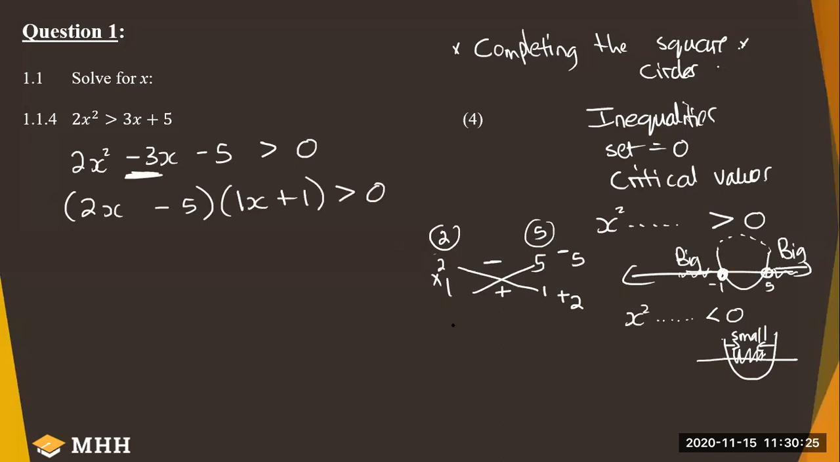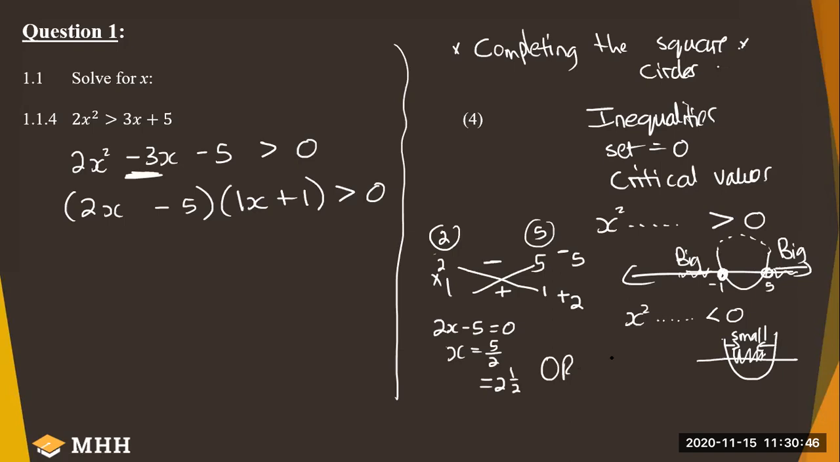Right, then we find the critical values. So the critical values will be 2x minus 5. You treat it like an equal sign. But the critical values you don't do underneath your sum. You can do it right here on the side. So x will be equal to 5 over 2. That gives me 2.5. Or x is equal to -1.